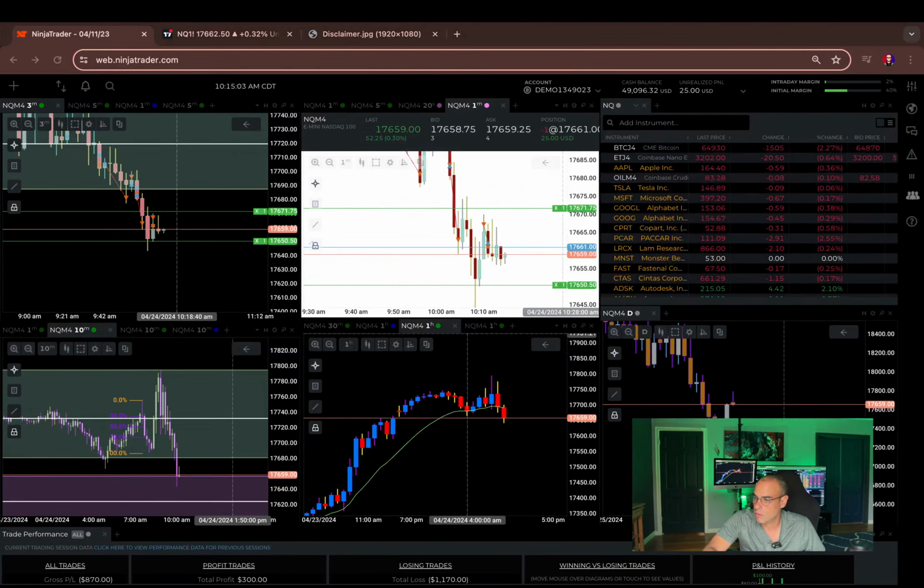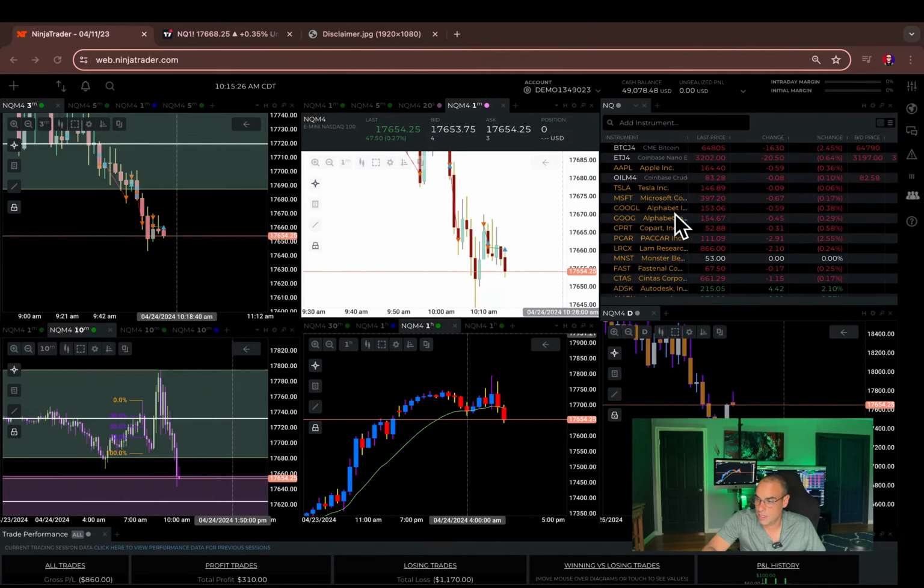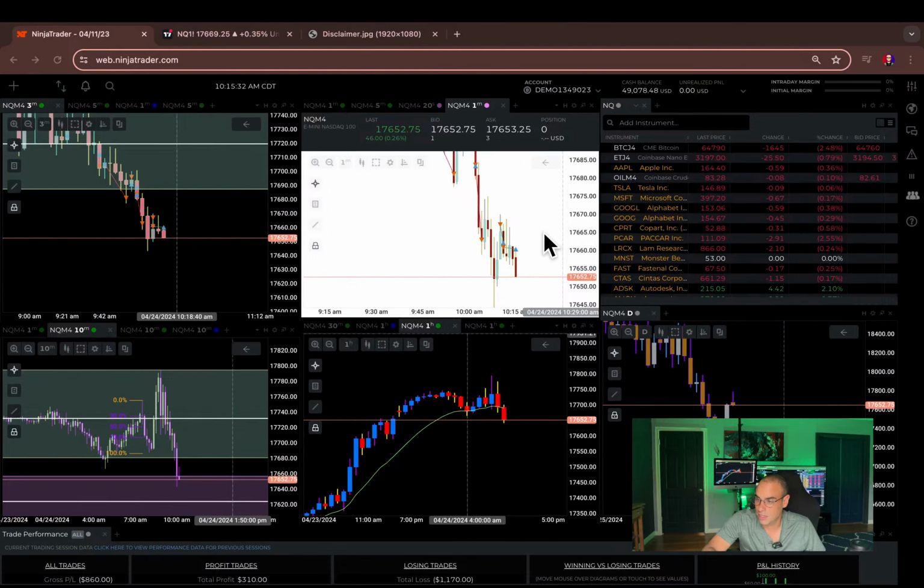Don't really want to go up. I mean down, sorry, so I get out. Yeah, I got out of that one. Looking like it wants to go up rather than down. Oh, go figure. Oh, that was it. Okay, well, that was a good trade.